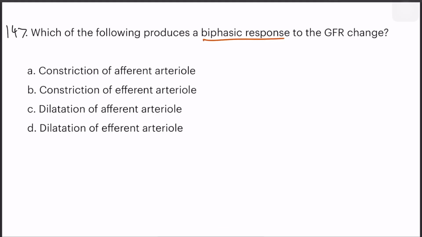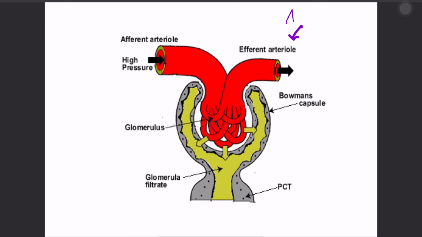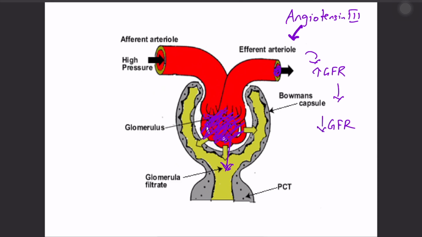A biphasic response to the GFR change is offered by constriction of the efferent arteriole. When there is constriction happening via angiotensin 2, initially GFR increases. This is because when it becomes small, blood gets trapped here and more water is filtered out. Therefore, GFR is increased. But later, after the water is all filtered out and the solutes accumulate in this region, the oncotic pressure compensates and the GFR decreases. This is the biphasic response offered by the efferent arteriole.